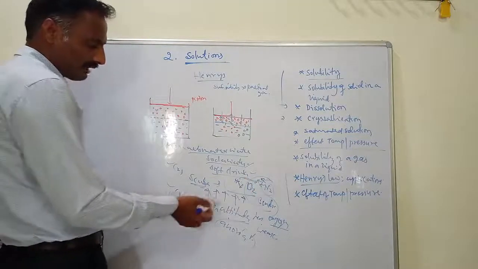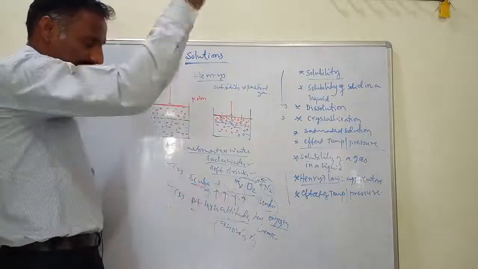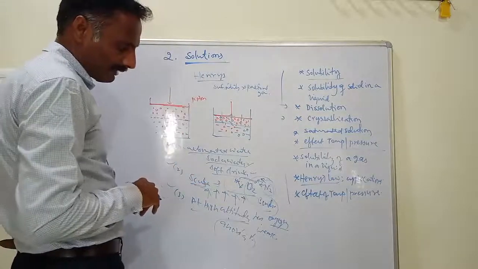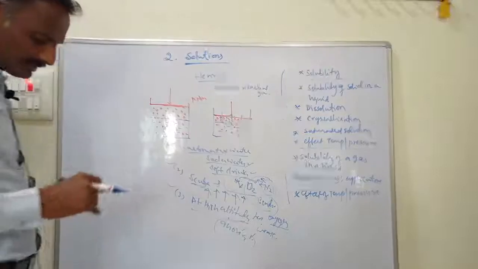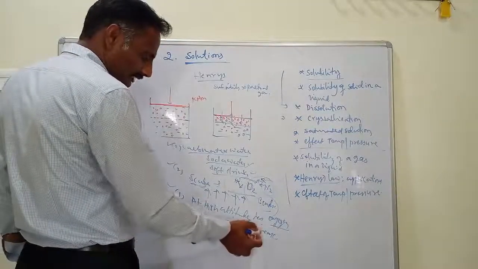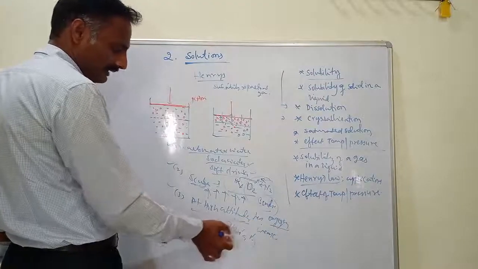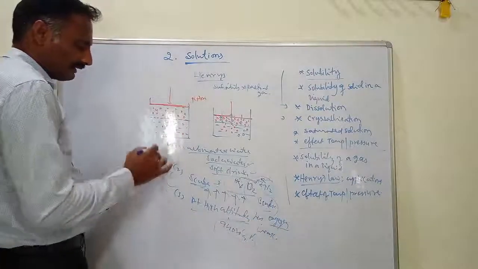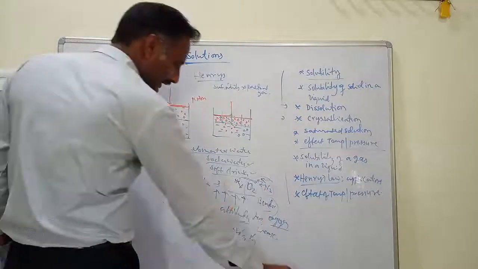And the people who are living at high altitude have less oxygen at the upper surface here, like Ooty, Kodaikanal, Everest, Himalayas, like that. Then they are weak, and also they are not thinking properly here. That condition is called anoxia. These are the applications of Henry's law.